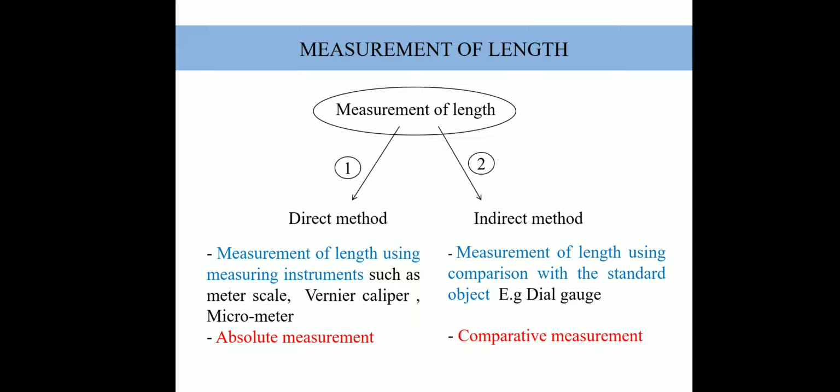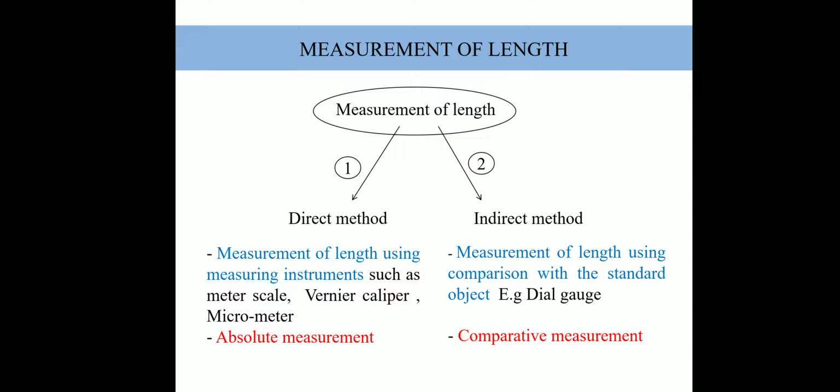So there are two methods to measure a length: direct method, where we take our scale in our hand and measure it by ourselves, and a second method where we cannot use the scale ourselves. Rather, what we do is we compare two readings together and we come up with an answer.